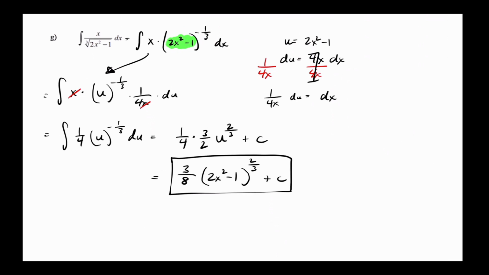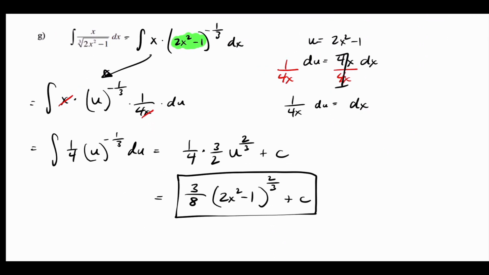For letter G, I got 3/8 times the quantity 2x squared minus 1 to the 2/3 power plus c. Okay. Note first step, get rid of the fraction. Powers only. And then you can kind of see what is your u.